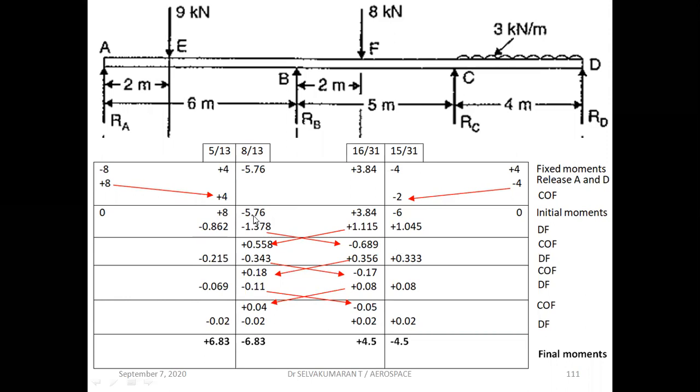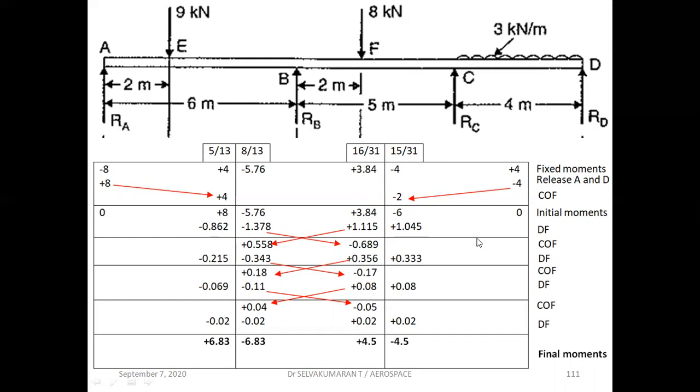So 8 minus 5.76, you'll get some negative value. That value should be taken with the opposite sign, the same value with opposite sign. That value is multiplied by 5 by 13, and that value multiplied by 8 by 13, and you'll get these. Similarly here, 3.84 minus 6, you'll get some negative value. Take the same value with opposite sign, multiply by 16 by 31 and 15 by 31, and you'll get the distributed values.